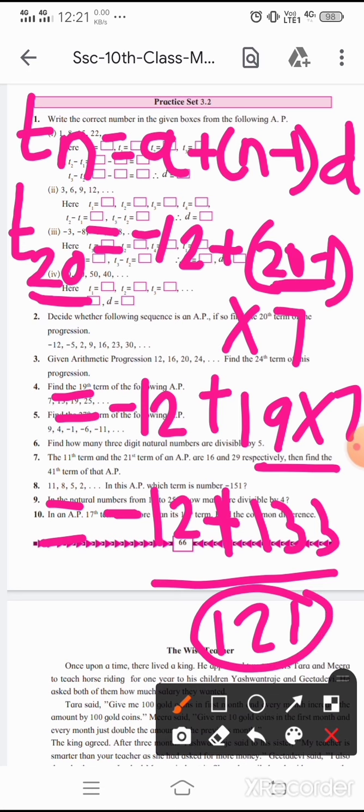So the 20th term में कितना value रहेगा? 121. Okay, this is the way you can calculate any term. यहाँ पे जैसे 20 दिया है, you can calculate 30th, 40th, 50th, whatever terms you want to calculate. You can just use this T of n formula and you can easily sort it out.